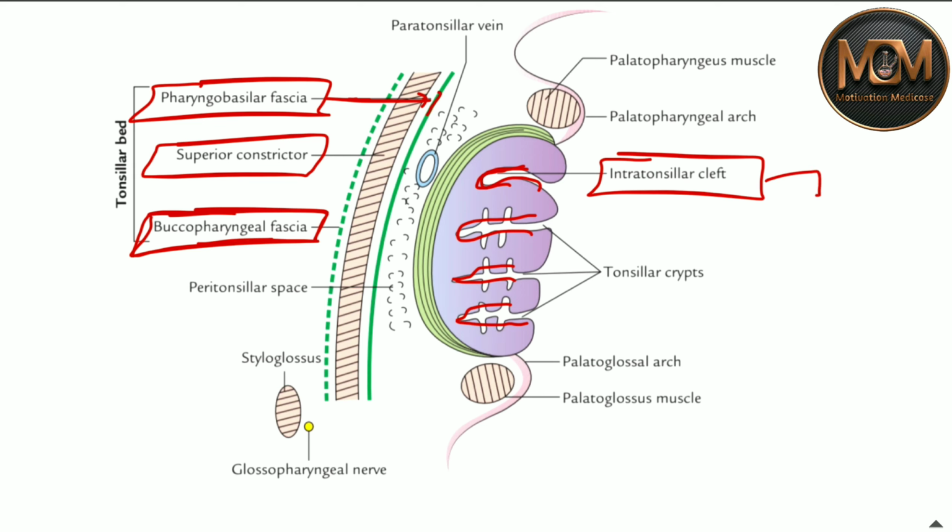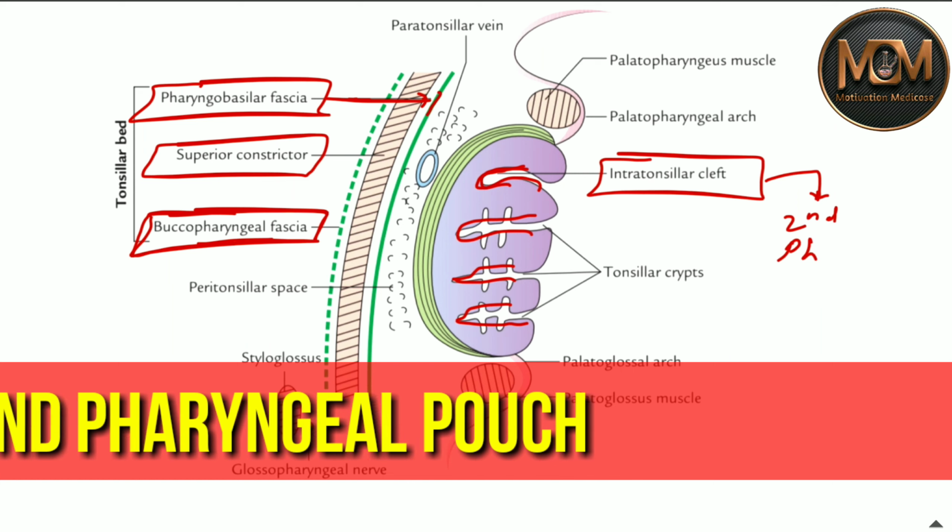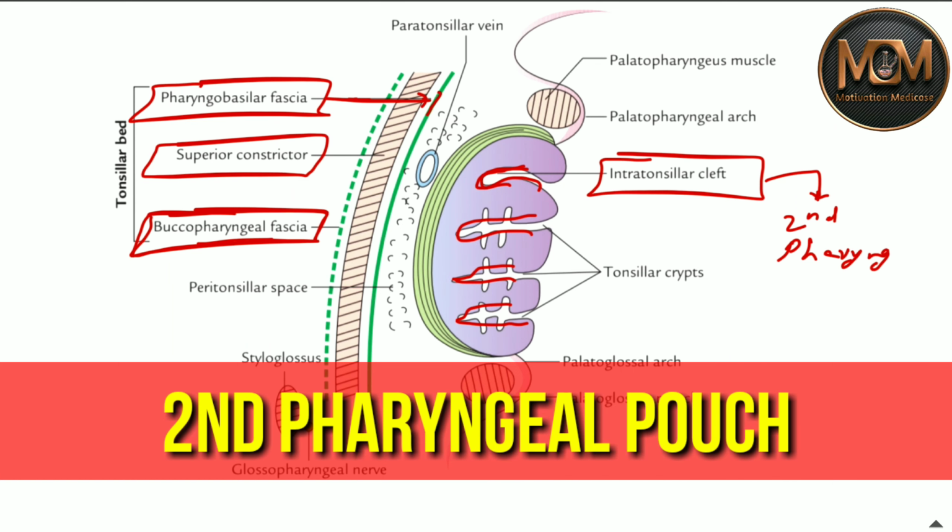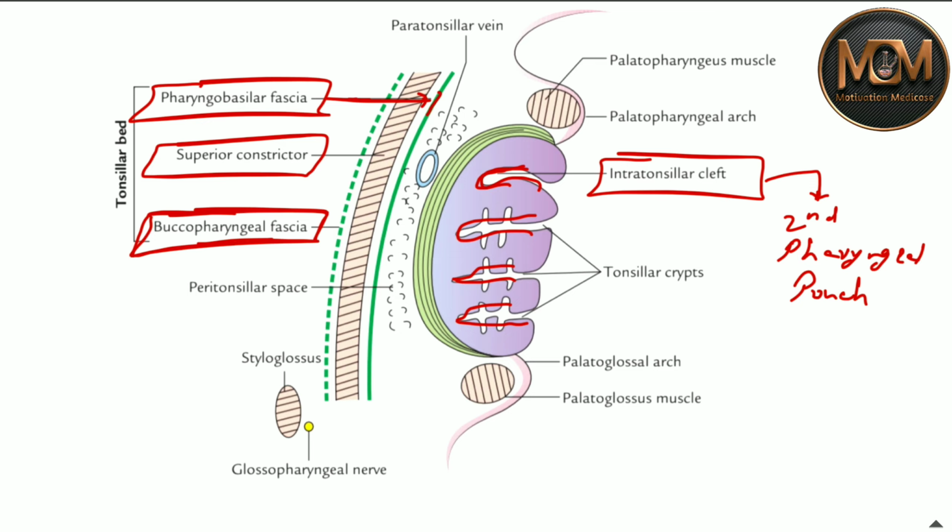Because this is the remnant of the second pharyngeal pouch, because the palatine tonsil develops from the second pharyngeal pouch. So this intratonsillar cleft represents a remnant of the second pharyngeal pouch.